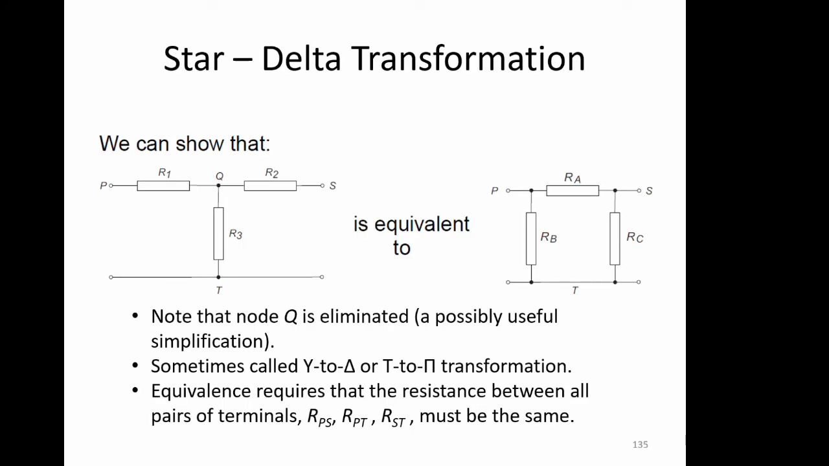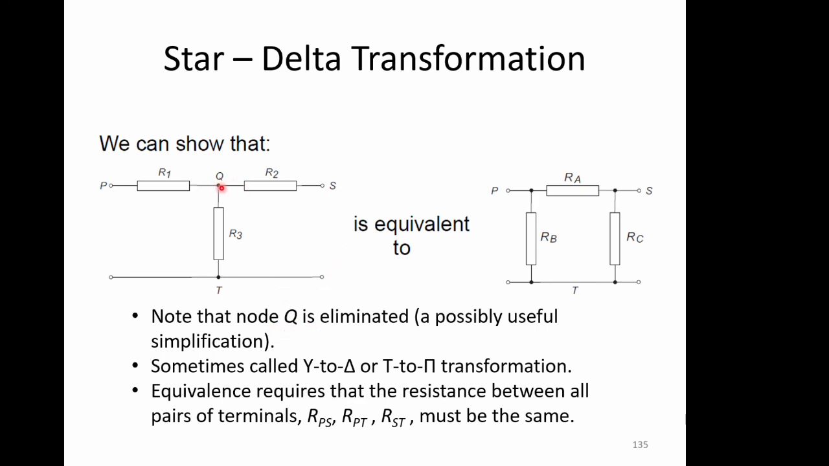So the last thing we need to do is something called a star delta transform, which again is just an application of some simple rules. We can show that this type of network, which we call a star, is equivalent to this type of network if there's a certain relationship between the value of these resistances. So we have to define these as being combinations of these, and then it's an equivalence. So note that node Q is eliminated.